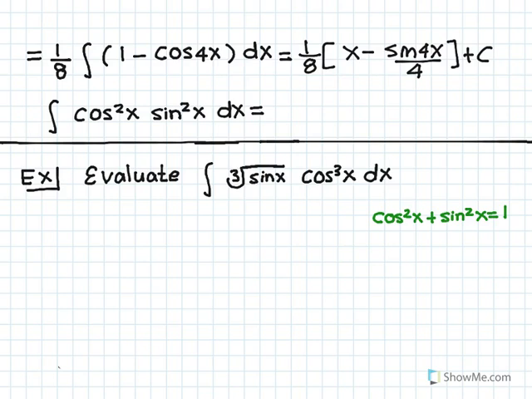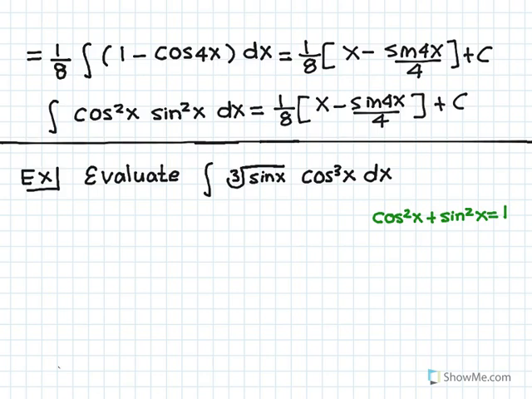So the integral of cosine squared x times sine squared x dx is what we have above. That's 1/8 times (x minus sine 4x divided by 4), close bracket, plus c. All right, let's look at another question. Here we have the integral of the third root of sine x times cosine cubed x dx.